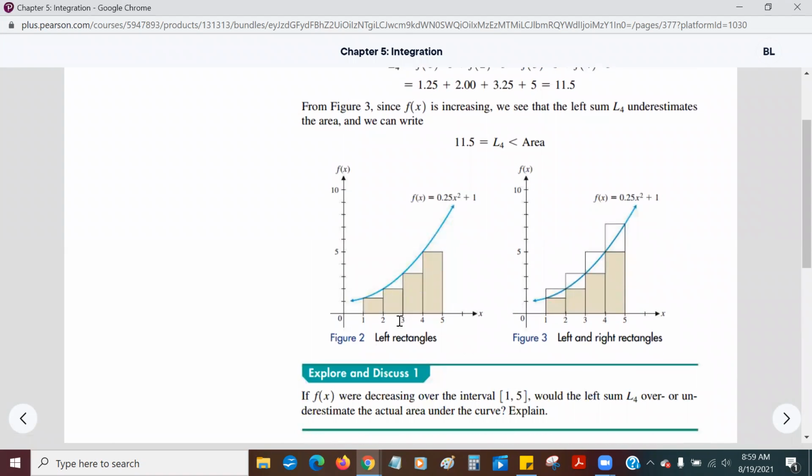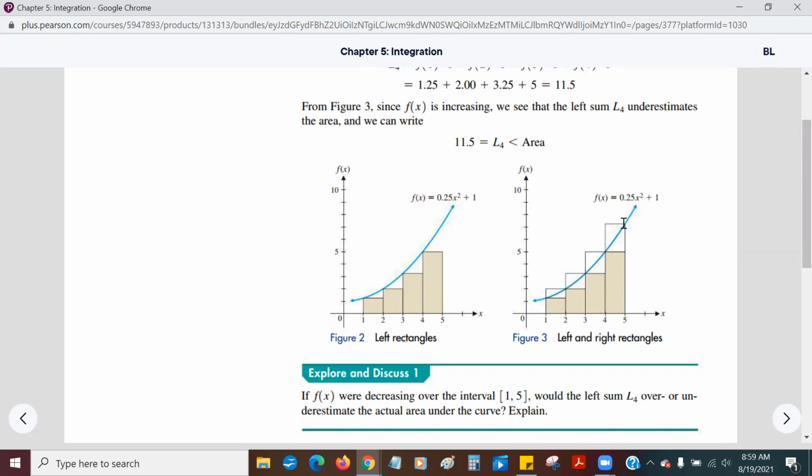these little rectangles. Now this is called left rectangles because the left corner of the rectangle is the part that touches the curve. Here we have the beige ones underneath are left, but if you look at the white and beige combined, that's a right rectangle, because the right corner of the rectangle is what touches the curve.